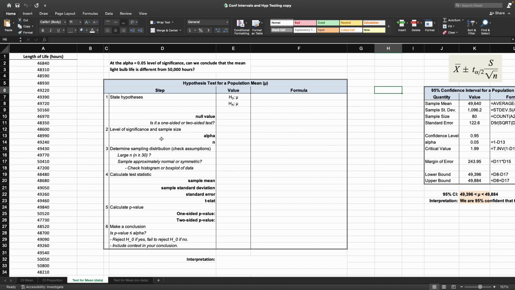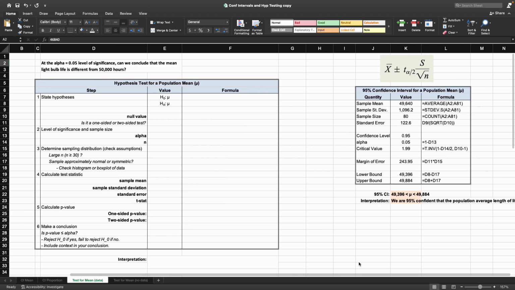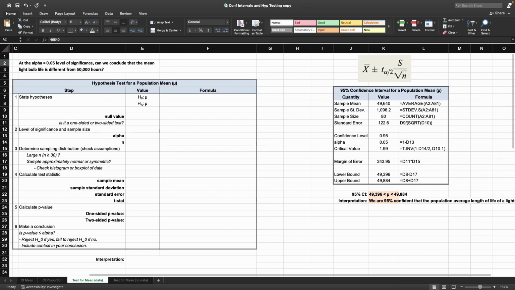All right, we're returning to this length of life of light bulbs example. So recall that we already created a confidence interval for this. That was on this first slide, but I copied those results over here just so we could see them. We had a confidence interval for the average length of life between 49,396 and 49,884 hours.